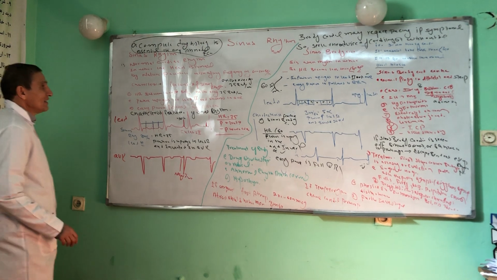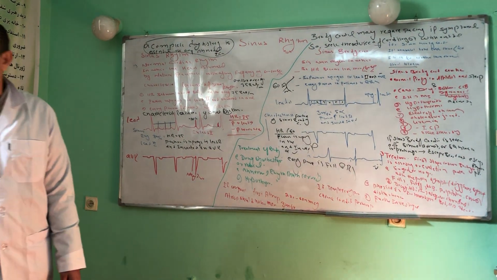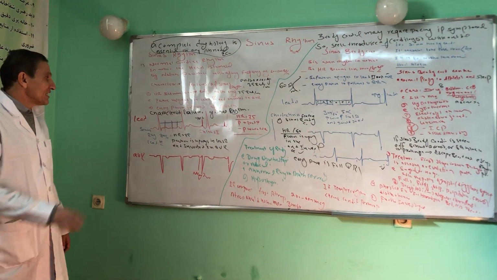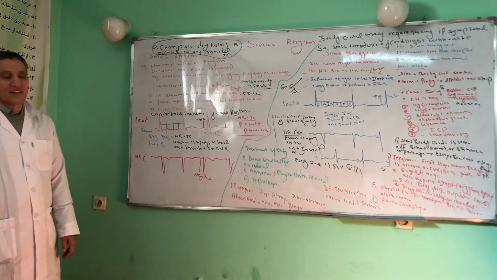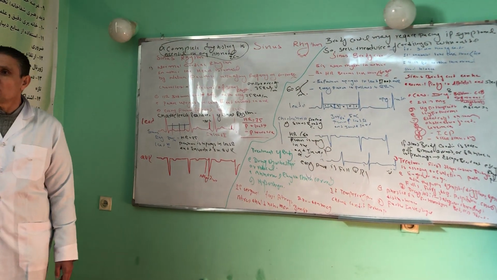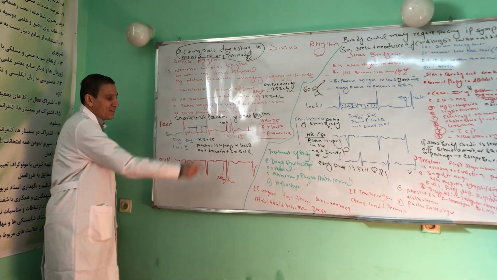Characteristic features of a sinus rhythm, I mean key points of the ECG of sinus rhythm. What is the characteristic feature of a sinus rhythm in ECG? Three things are very important. The first, the heart rate. The heart rate is between 60 to 100 beats per minute, on the average 75 beats per minute.